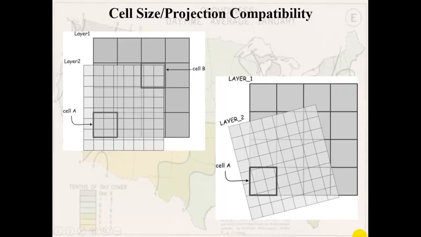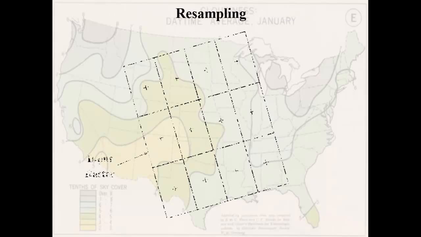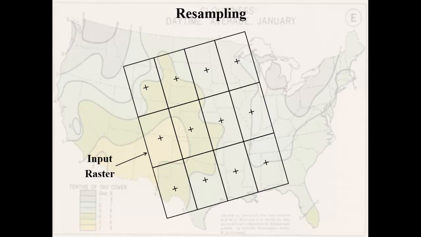So if we were going to combine these, say, using map algebra, it would be difficult to do addition. How would I add something like this cell of this data set into whatever cell it is in the other data set? So what you have to do is resample things so that you're using common cell sizes and orientations. So here's an example.